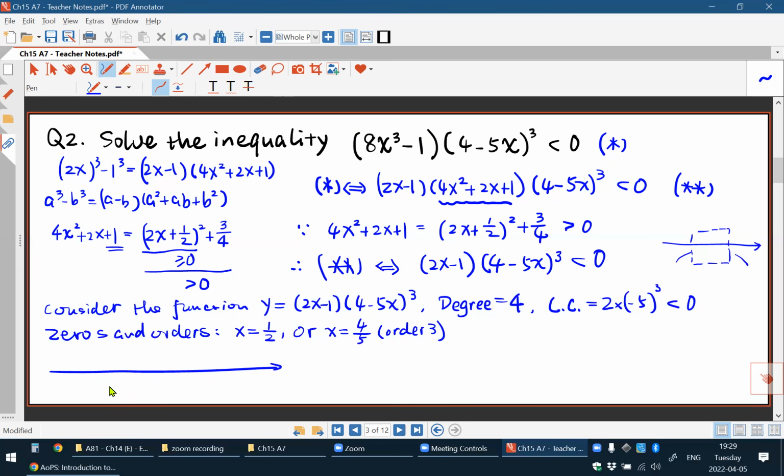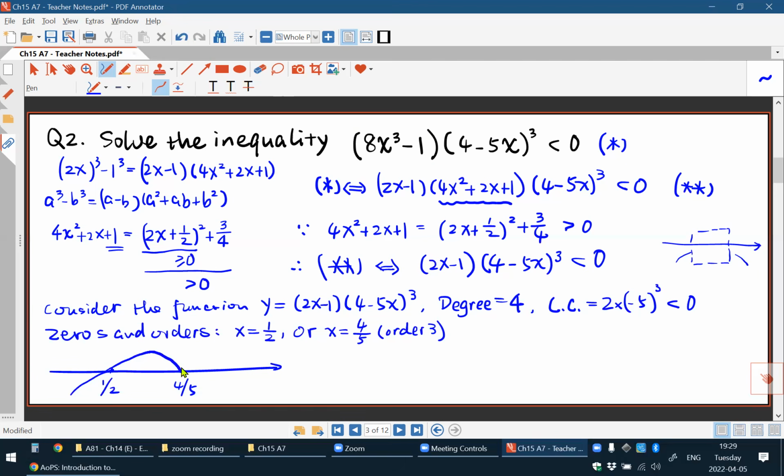Okay, first of all, 1/2 is here, and 4/5 is to the right of the previous point. And as x goes from -infinity to the first 0, at the first 0, x equals 1/2 because it has an order 1. 1 is an odd number, so it will cross this point, right?